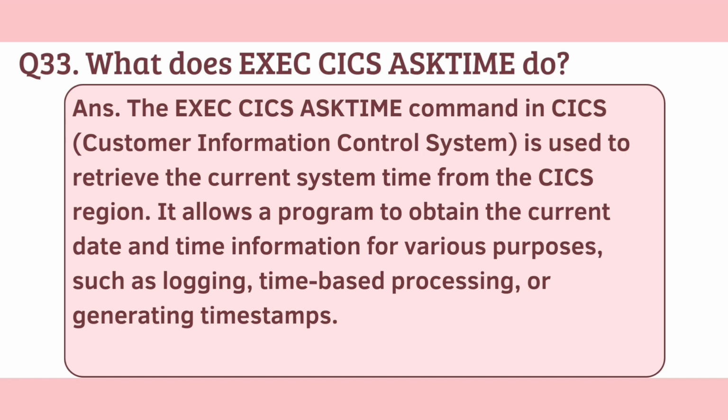Moving on to question number 33. What does EXEC CICS ASKTIME command do? The answer is, the EXEC CICS ASKTIME command in CICS is used to retrieve the current system time from the CICS region. It allows a program to obtain the current date and time information for various purposes such as logging, time-based processing, or generating timestamps.